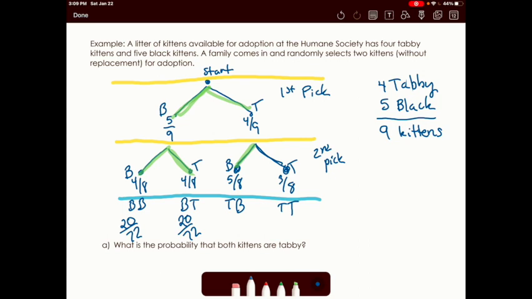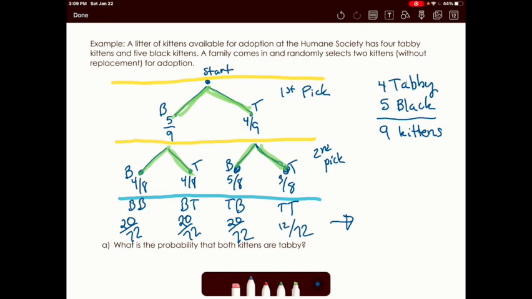If I go down this path where I get a tabby the first time and then a black the second time, that would be 4 9ths times 5 8ths. That would be, again, 20 out of 72. And then getting a tabby the first time and then a tabby the second time, if I multiply those together, that would be 12 out of 72.